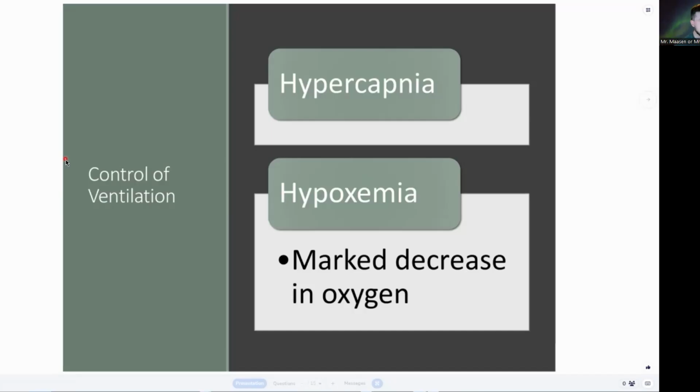Hypercapnia, again, there's a hyper, so as a prefix, right, that means high. Hypercapnia is too much CO2. So if you're trying to remember that term, you can see the hyper is high, and then you can see the cap as in capnia, CO2. If that helps you remember what hypercapnia means. High cap, with a C, CO2. That's someone that has a high CO2 level.